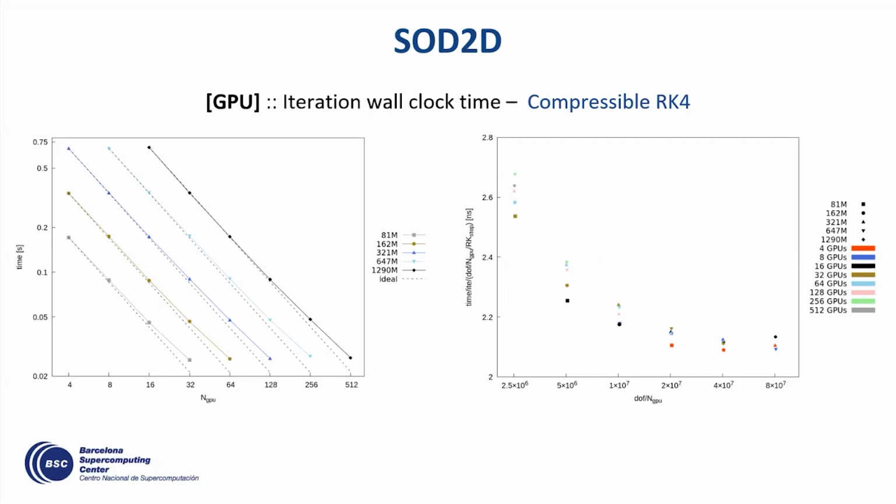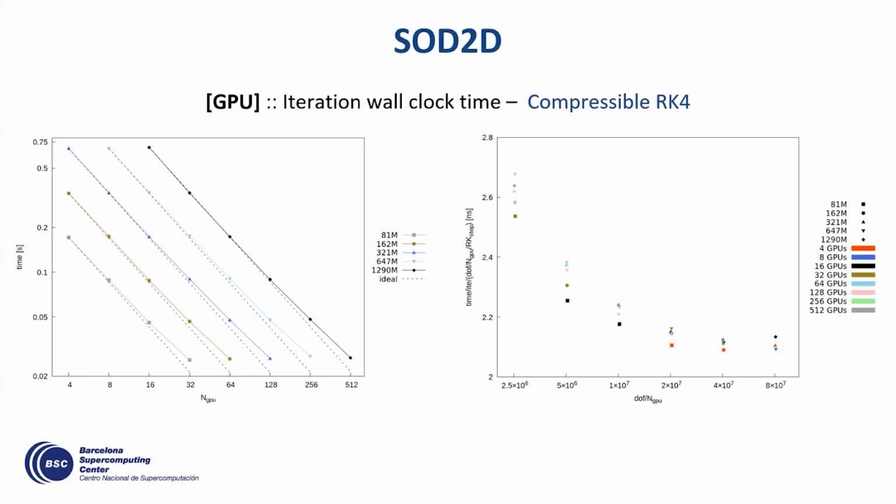And basically, this last row belongs to this load ratio. Here, I'm showing you the time per iteration normalized by the number of degrees of freedom per GPU and the number of Runge-Kutta steps. So what you can see here is that this deviation from the ideal scaling is not due to the increase of communication, that of course has an impact that you can see, let's say, in the gap between these cases. But this deviation is because we are not loading properly the GPU.